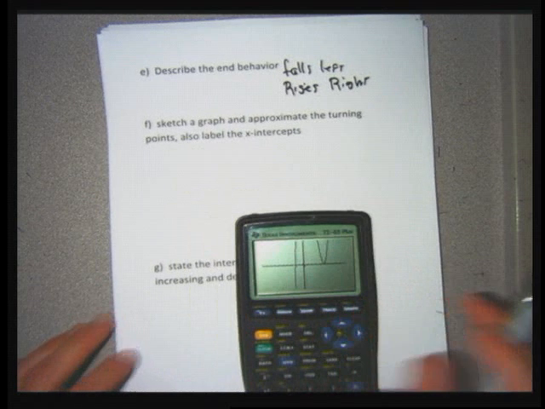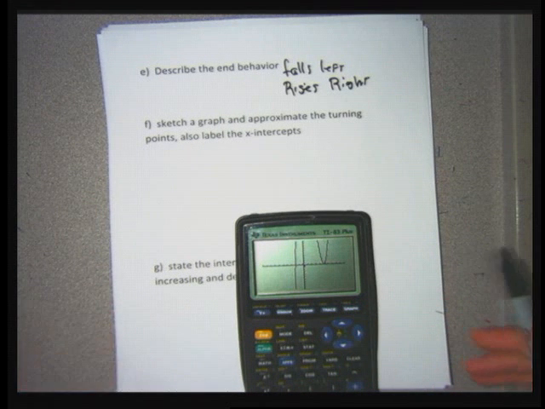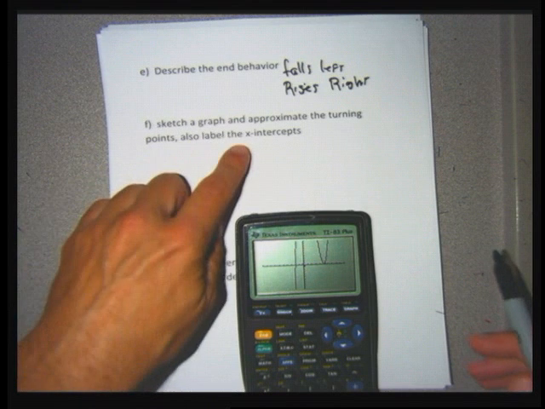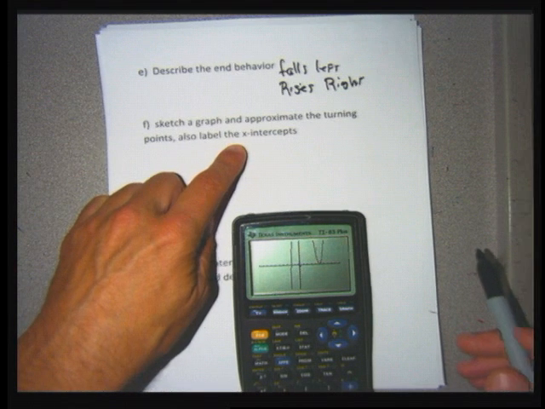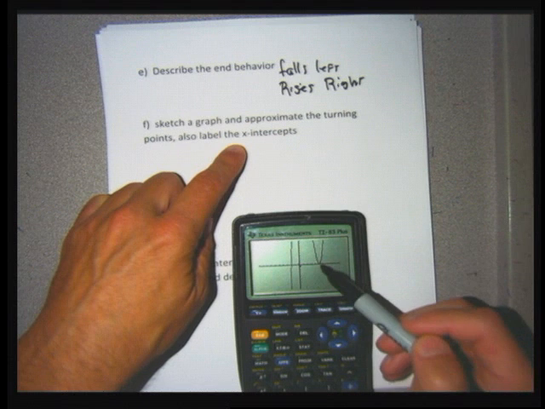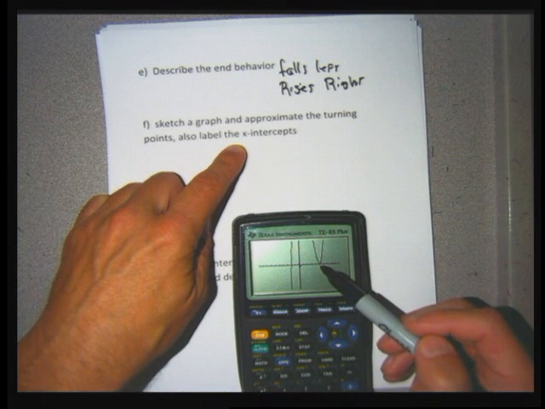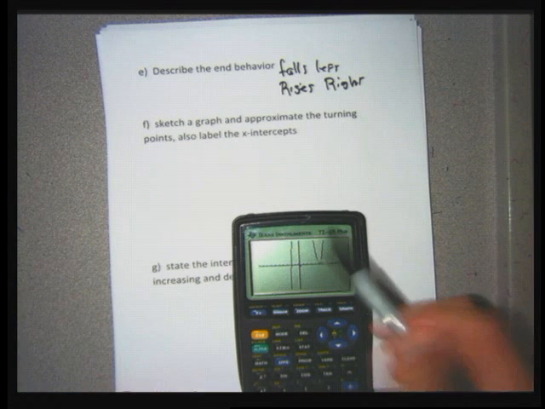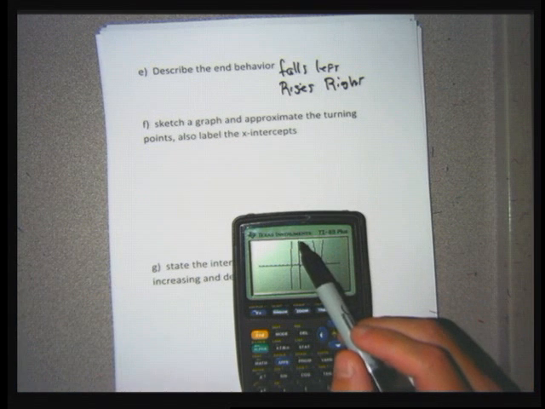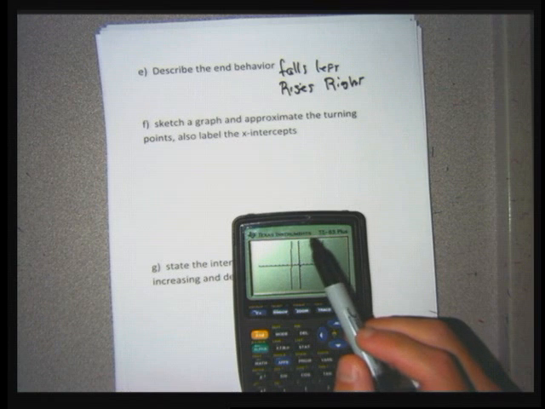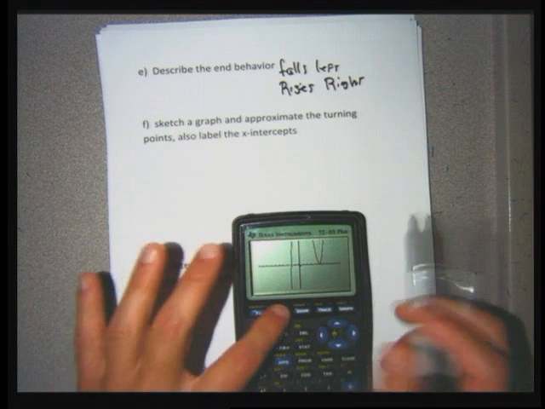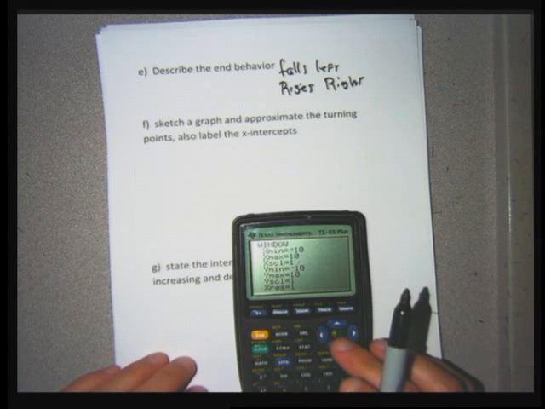Next thing, it says sketch a graph. I'm just going to copy a graph from my calculator and then label the x-intercepts. Easy enough to do. There's the x-intercept at -2. There's the x-intercept at 5. Then it says approximate the turning points. This graph can have at most 2 turning points. I think I'm missing a turning point that's pretty high up, and I'm going to get that turning point in the screen by hitting my window and changing my y max.